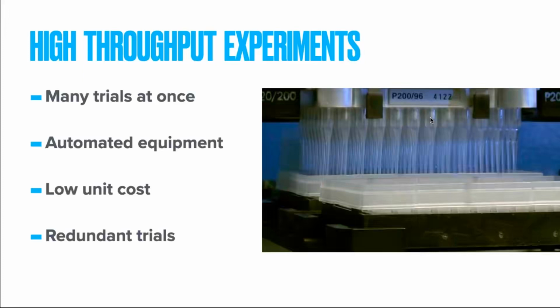And so you can see that these machines allow you to have many trials at once. It's not just one person with one of those pipettes and one little well that they're just trying to squirt stuff into. This thing runs really fast. It can do each of those plates in under a second. The equipment is completely automated, so it's consistent.